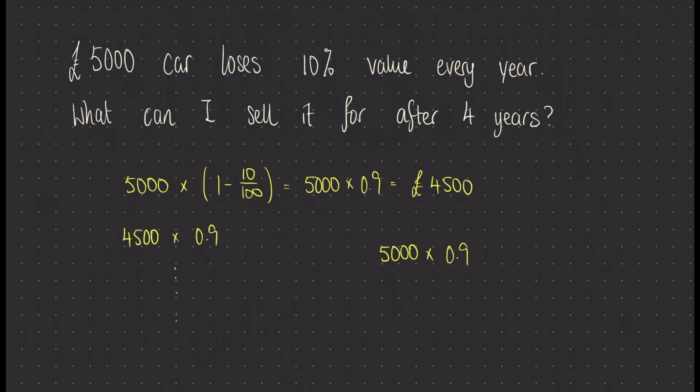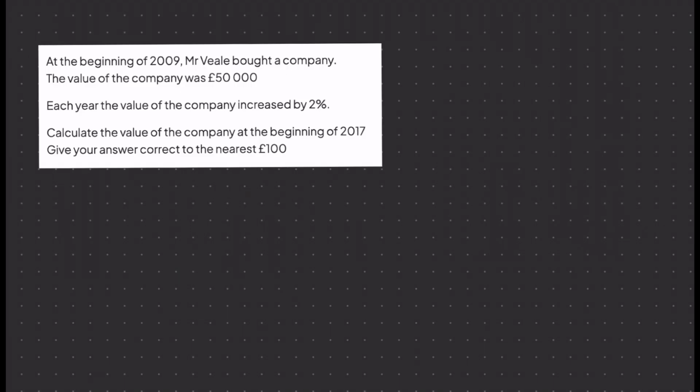I know that I'm going to be multiplying by this factor 4 times, so I can just raise it to the power of 4. Our final answer is 3,280.50.